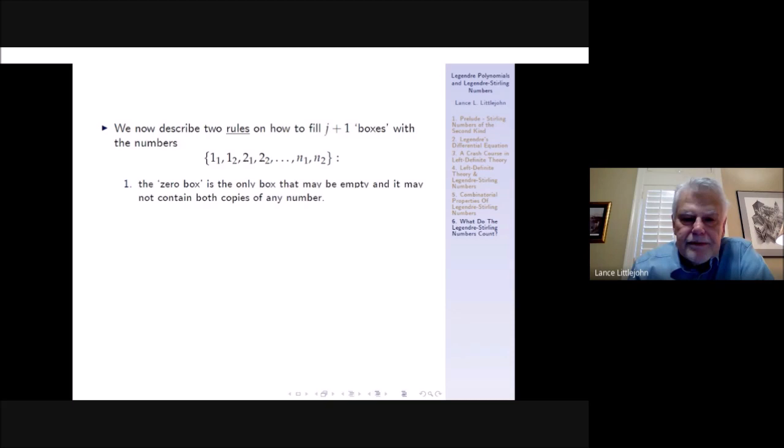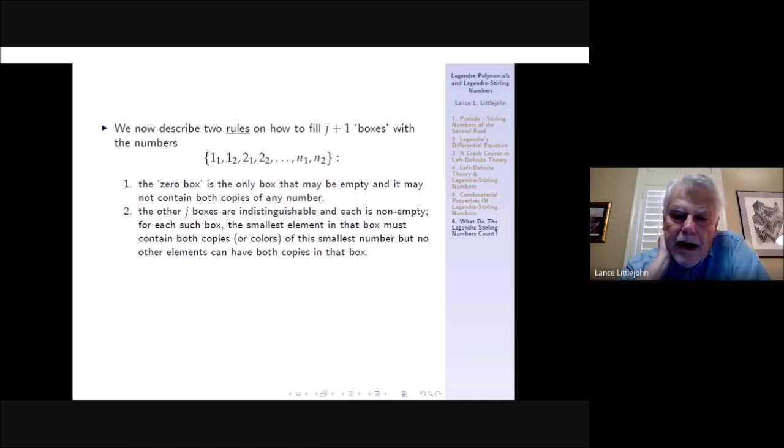The zero box is the only box that may be empty, and it may not contain both copies of any number. So if the zero box is non-empty and it contains 2 sub 1, it can't contain 2 sub 2. The other j boxes are indistinguishable and each is non-empty. For each such box, the smallest element in that box must contain both copies or colors of the smallest number, but no other elements can have both copies in that box.